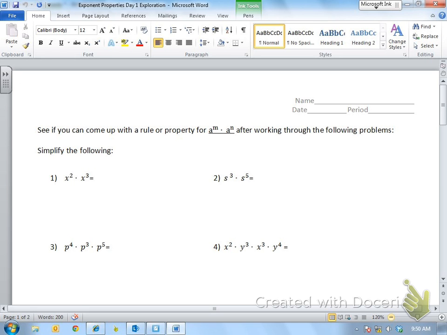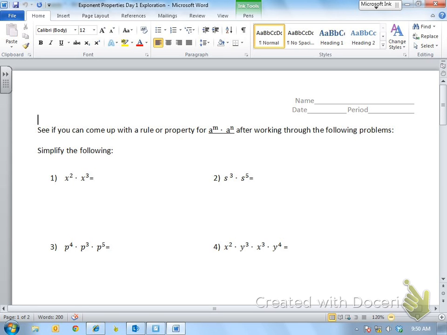Let's look at number 1 together, and then I'm going to have you guys talk with your groups so you can see if you can come up with a property. So we don't know the property yet. Maybe you do know the property. Maybe you've seen it before. But if you have not, let's go old school.